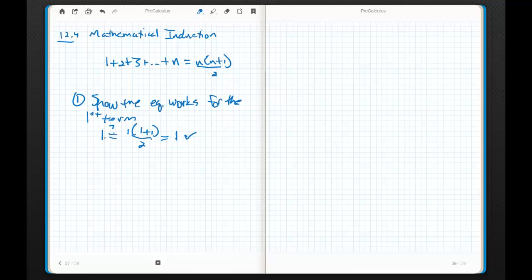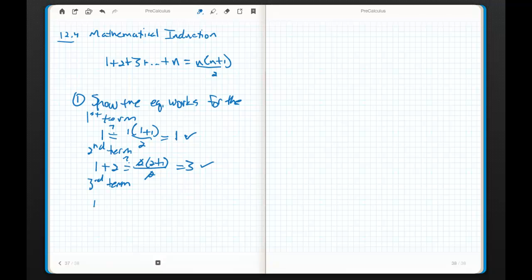Now, I'm going to ask that you do it for the other terms, okay? In other words, I want you to do this 2 or 3 times just to get your brain wrapped around how this works. So for the second term, when I add the first 2 terms, I'm going to ask, is 1 plus 2 equal to 2 times 2 plus 1 divided by 2? Cancel, cancel. Does 3 equal 1 plus 2? Check.